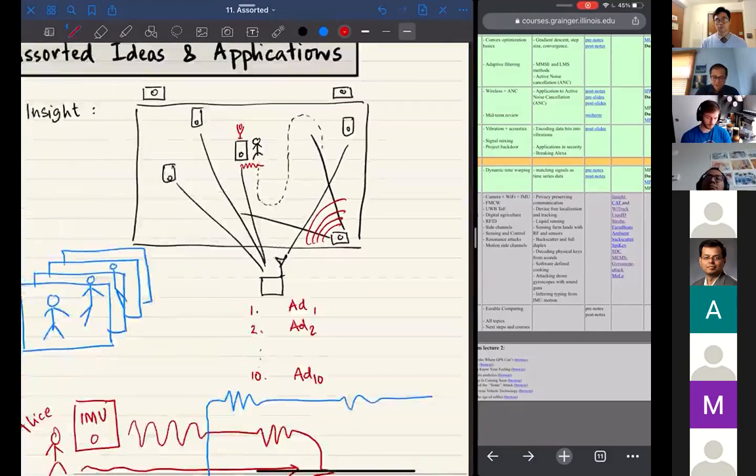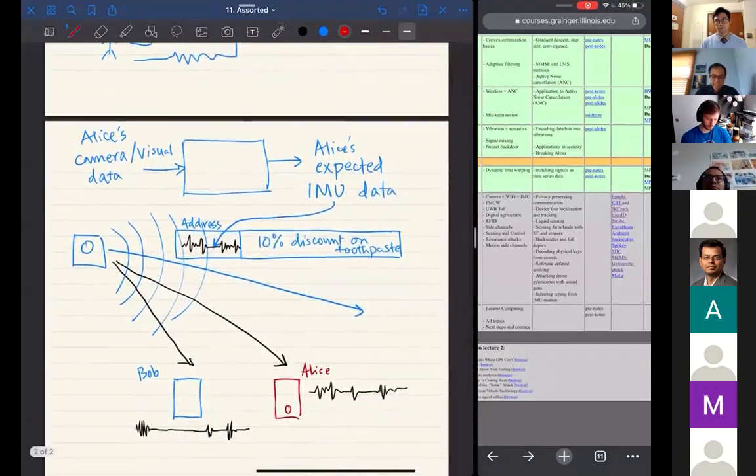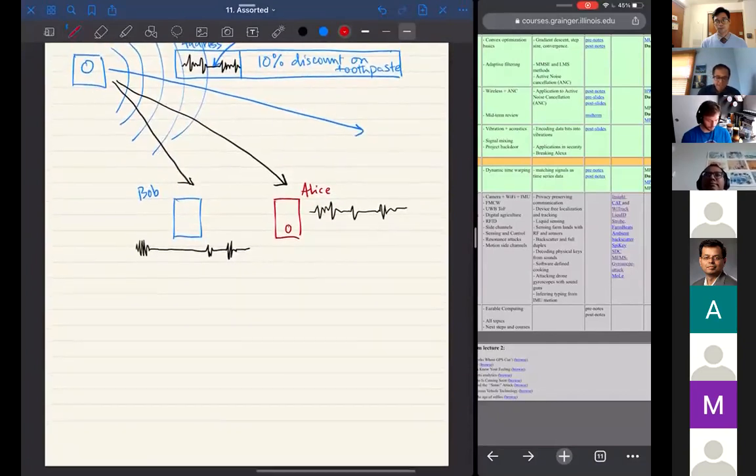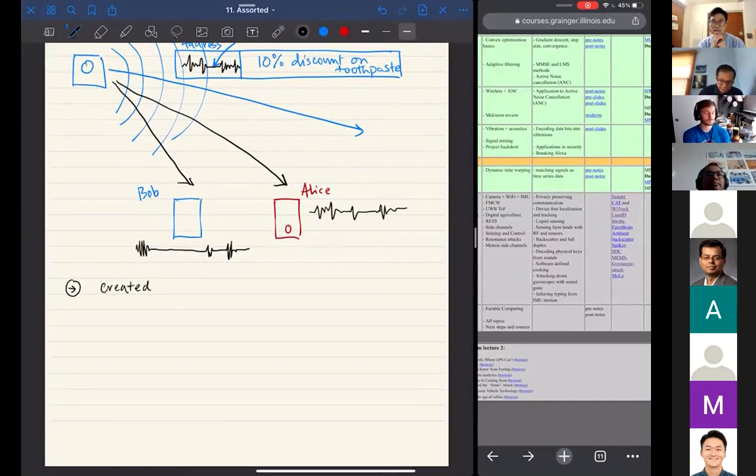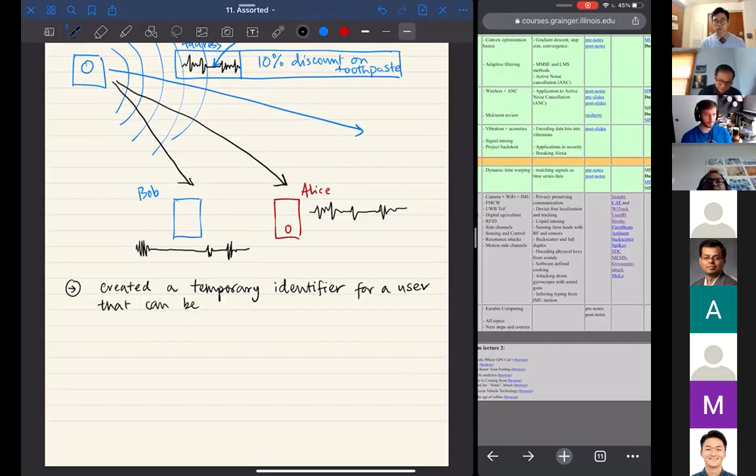Okay. So what did we do in looking at this from another level is we have created a temporary identifier for a user that can be used for communication. Guys, does that make sense?